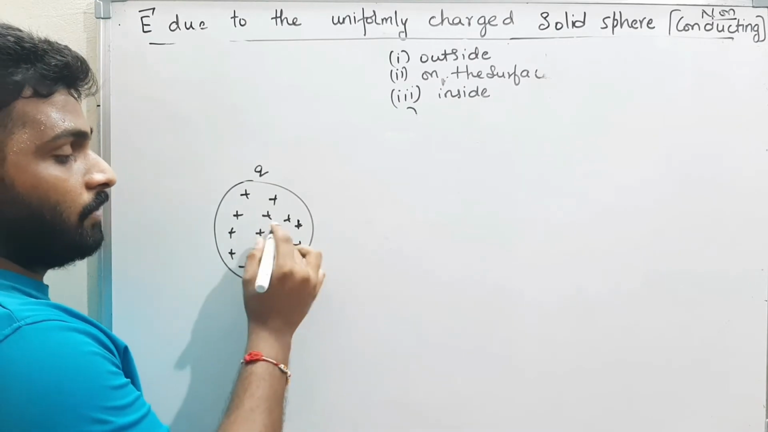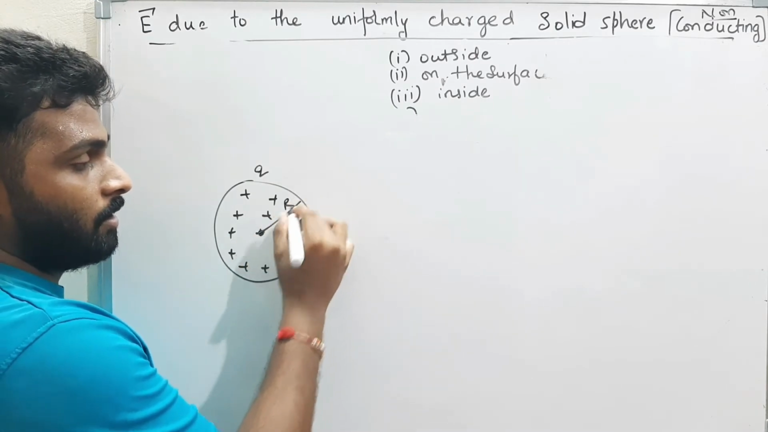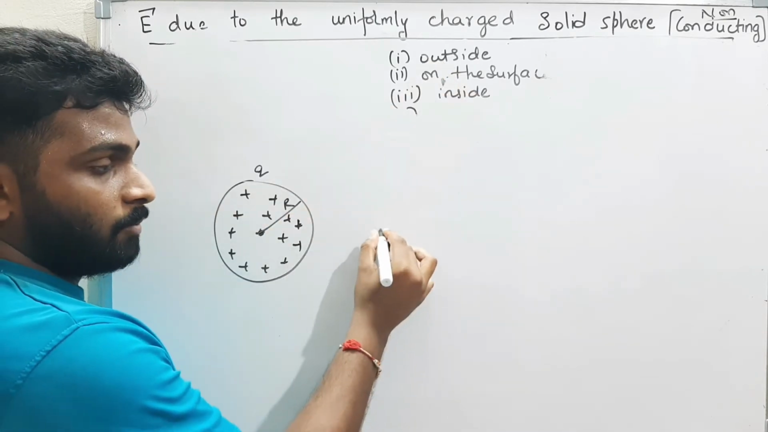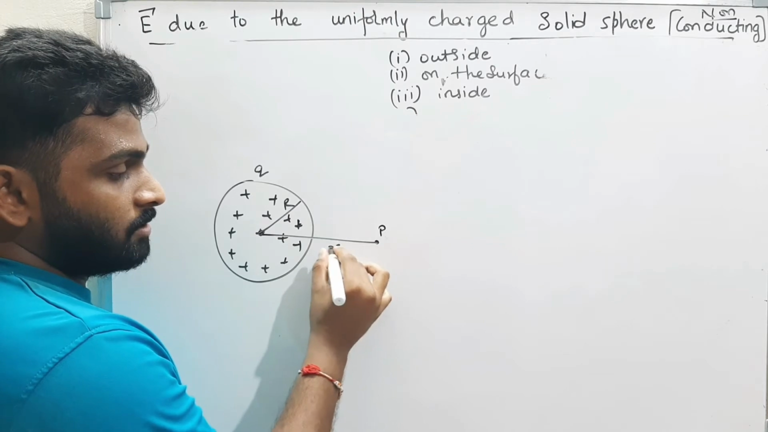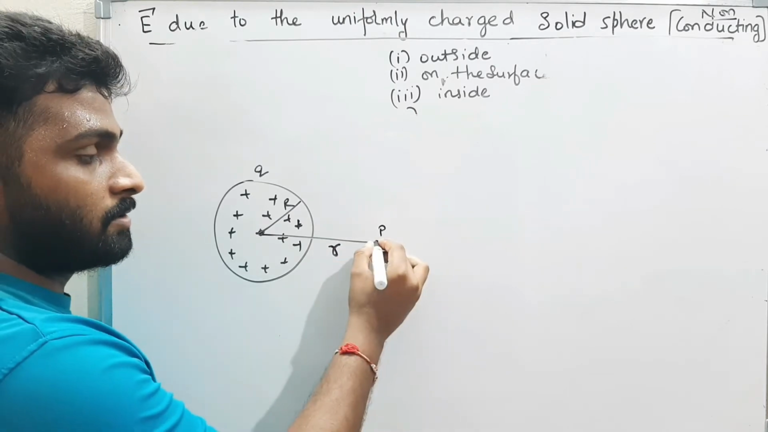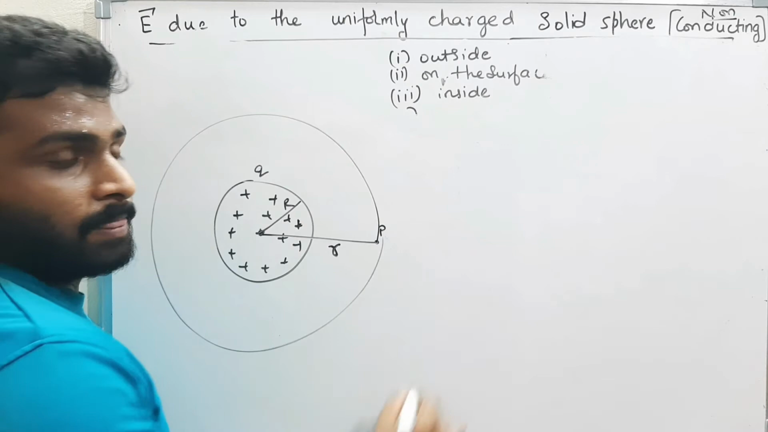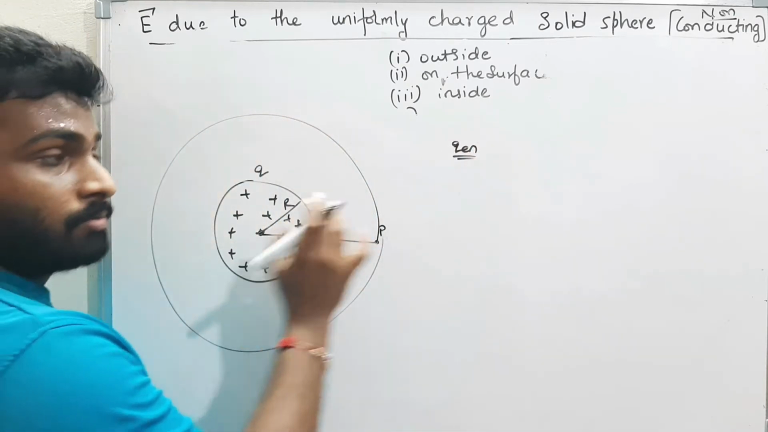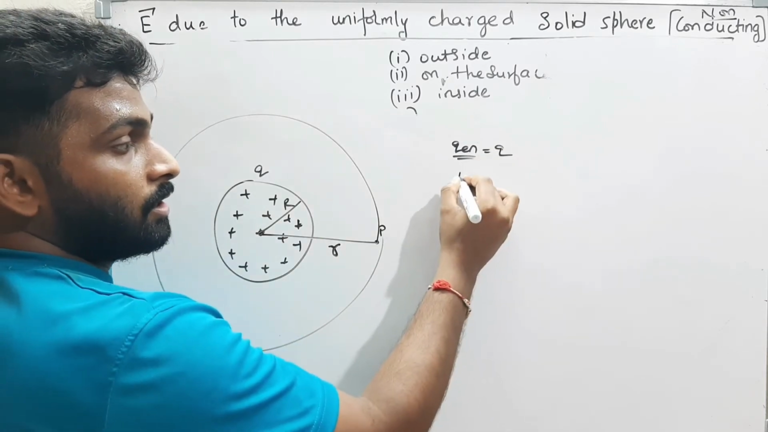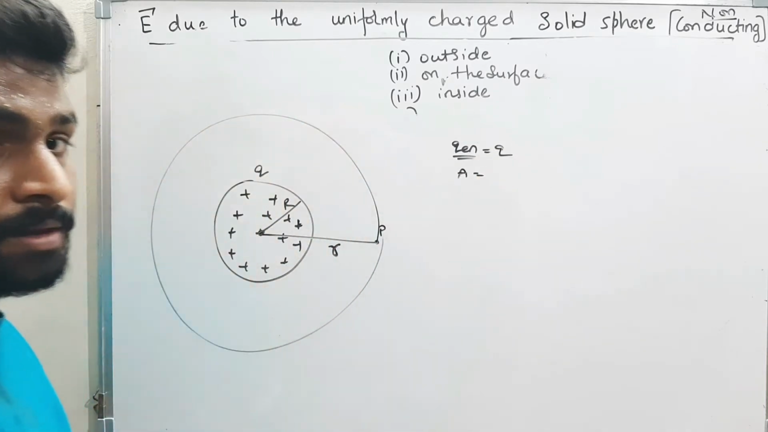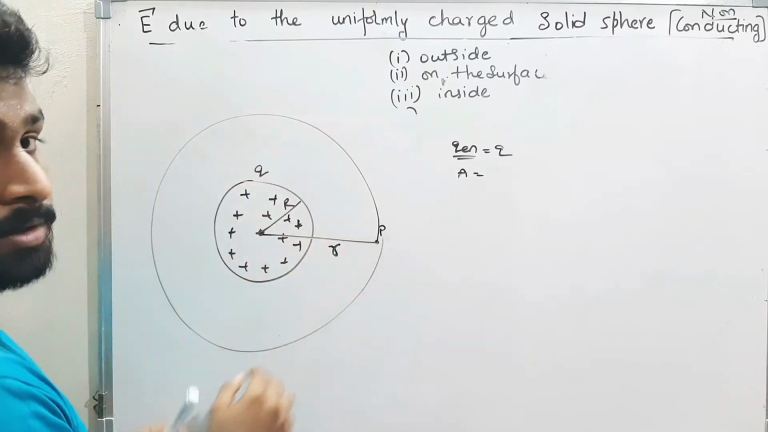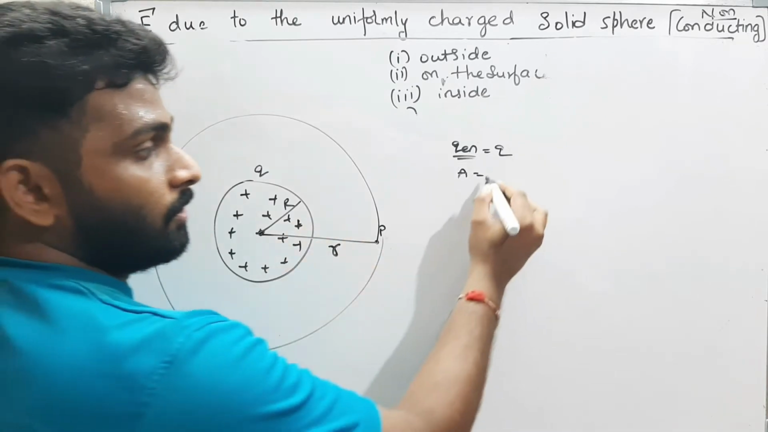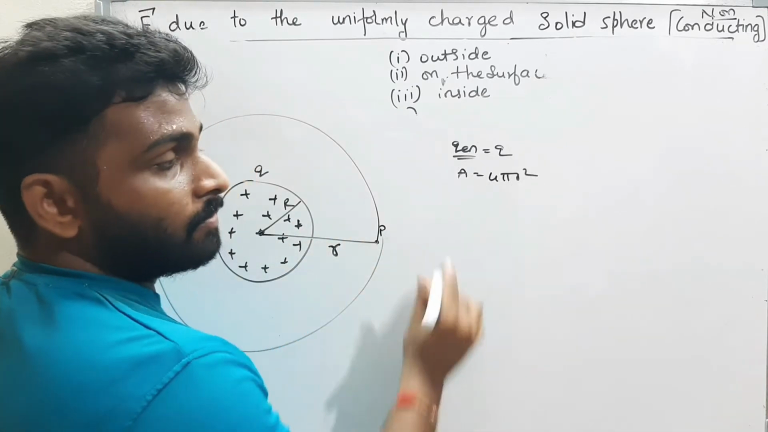Now they ask to find the electric field. The radius is capital R. They ask to find the electric field intensity at a point P outside the body. There is a point P at a distance small r. Now what is the Gaussian surface? This is the Gaussian surface. Therefore, what is the charge enclosed in this Gaussian surface? The charge enclosed is Q. Now what is the surface area of this Gaussian surface? It is nothing but a spherical surface of radius small r. Therefore, it is 4 pi small r square. Therefore, what is the electric field?